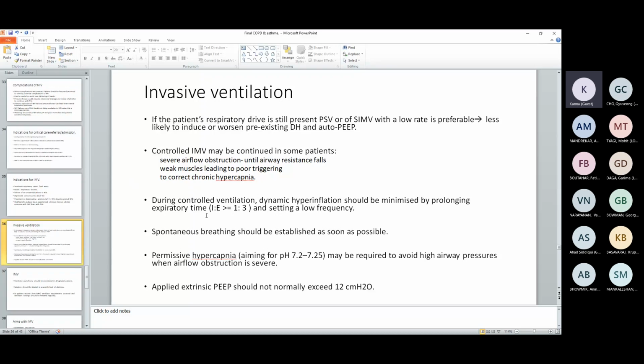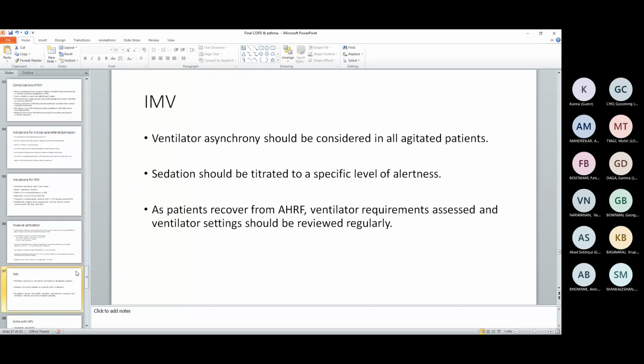So the IE ratio should be set to have more time for expiration and with a low frequency. So all these patients should be tried to be put into the spontaneous breathing mode as soon as possible. And during ventilation, we should allow them to have a permissive hypercapnia with a pH of 7.2 to 7.25. Intrinsic PEEP should not exceed 12 centimeters of water in these patients.